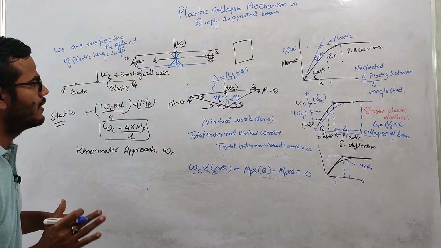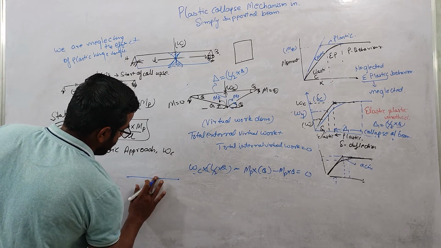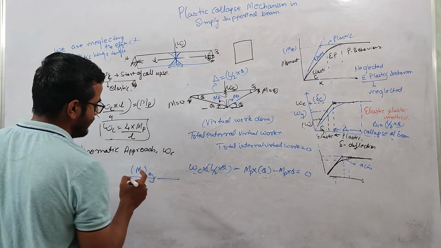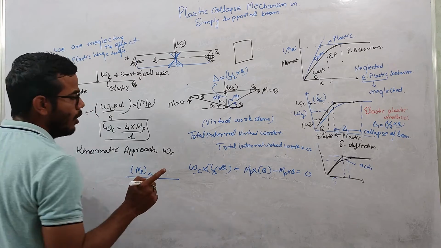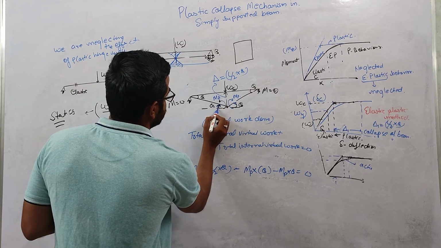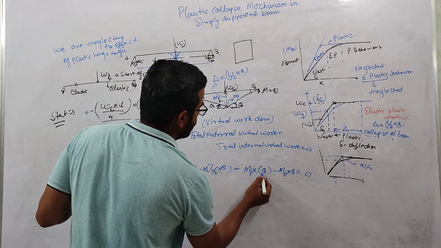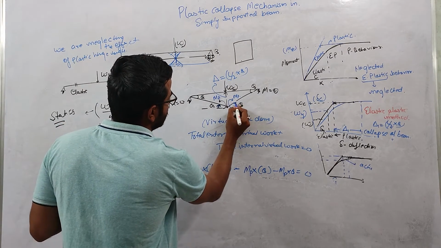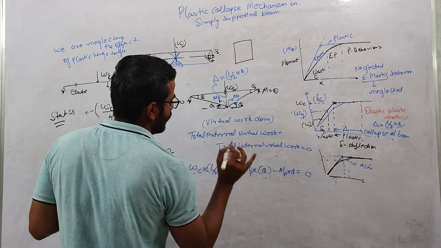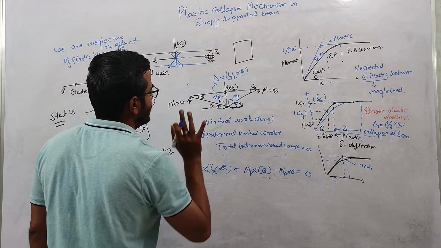And what will be the internal virtual work? At this hinge location, this is the plastic moment of resistance, which will always be opposite to this rotation. Rotation here is clockwise and this moment is anti-clockwise. That's why there is a negative sign: minus MP into theta. Similarly here, the rotation is anti-clockwise, and the moment generated at this point is clockwise. So this is minus MP into theta. This moment will always be opposite to this theta value. Remember that thing.